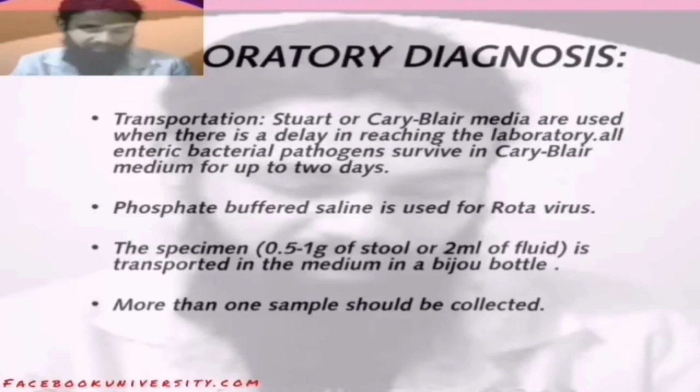In laboratory diagnosis, transportation: saturated or carrier media are used when there is a delay in reaching the laboratory. All enteric bacterial pathogens survive in carrier medium for up to 2 days. Phosphate buffered saline is used for rotavirus. For the specimen, 0.5 to 1 gram of stool or 2 milliliters of fluid is transported in the medium in a Bijou bottle. More than one sample should be collected.